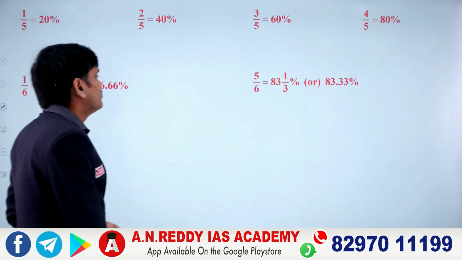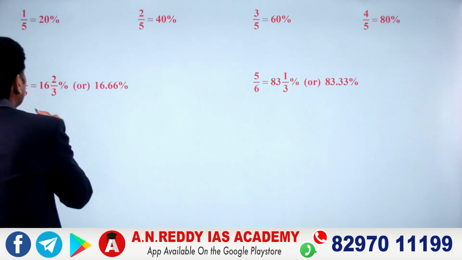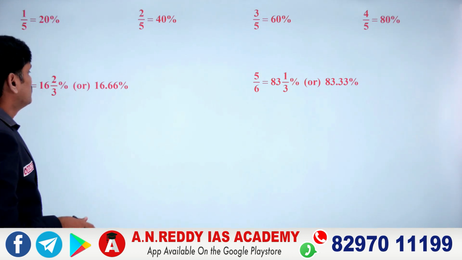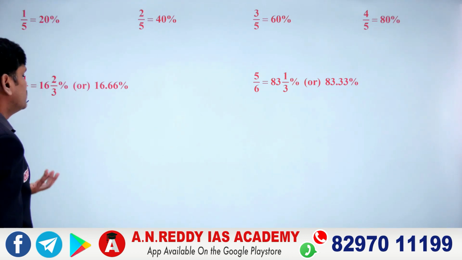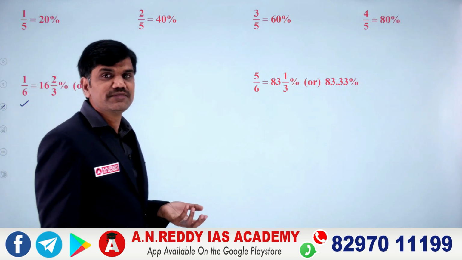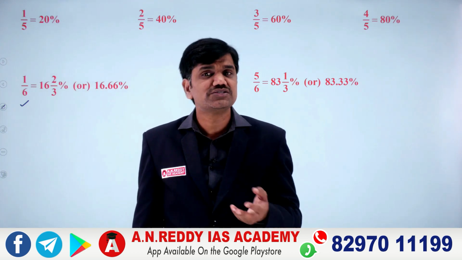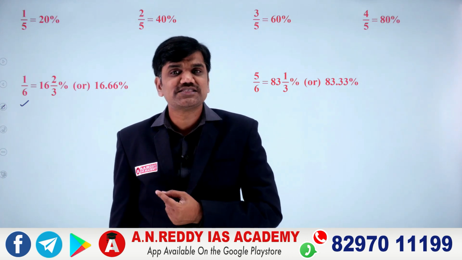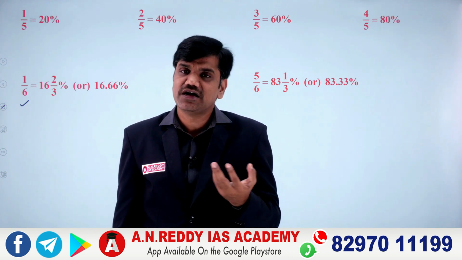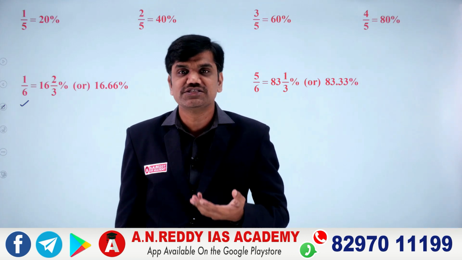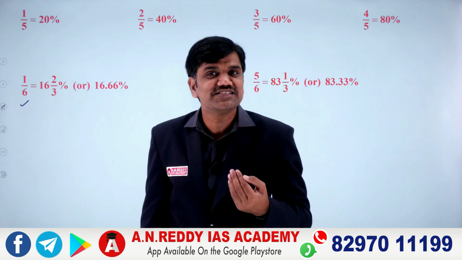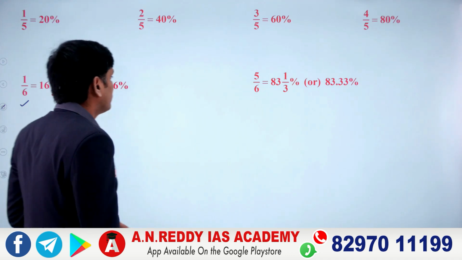Now going ahead with 1 by 6, this is important again. 1 by 6 is nothing but 16 2/3% or 16.66%. 2 by 6 I don't need, because 2 by 6 is nothing but 1 by 3. 3 by 6 I don't need, because that is 1 by 2, which is 50%. 4 by 6 is nothing but 2 by 3, that I have already learnt, that is 66 2/3%. So I am not memorizing 4 by 6. But 5 by 6 I need. This is where you have to be careful.